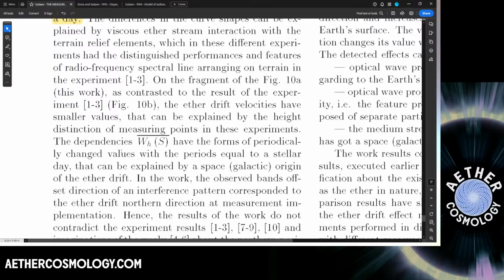periodically changed values with the periods equal to a stellar day that can be explained by a space galactic origin of the ether drift.